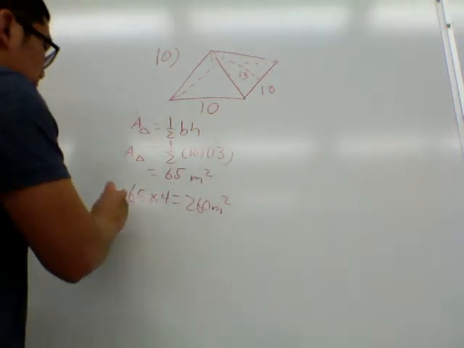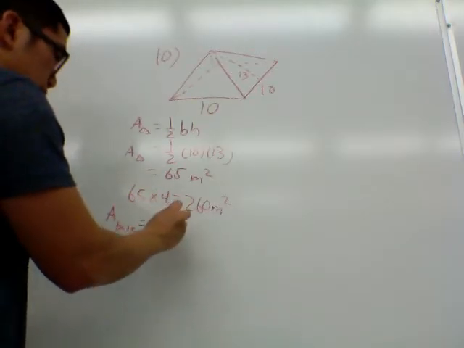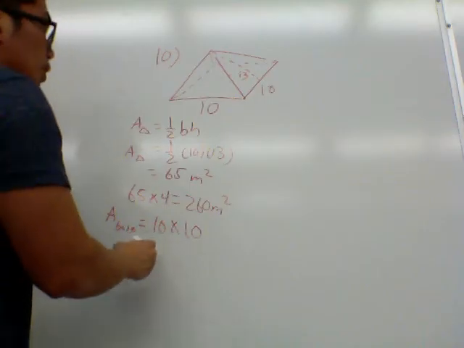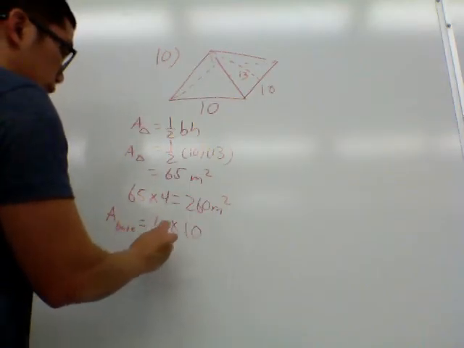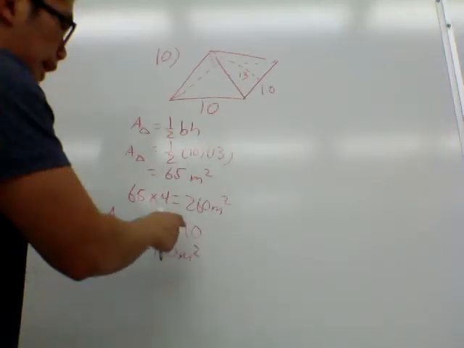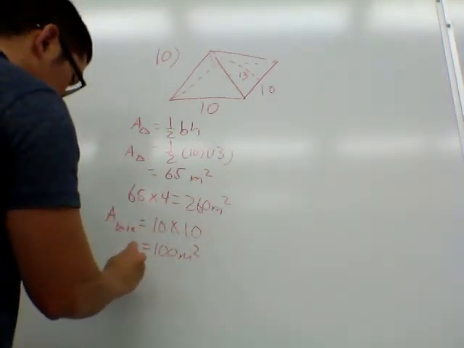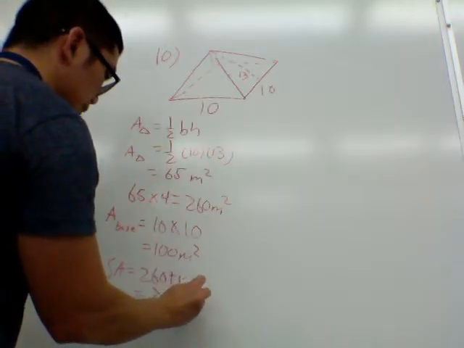And then the area of the base is 10 times 10, which is 100 meters squared. So the surface area, I'm just going to add the 260 plus the 100. So surface area is 260 plus 100, and that gives me 360 meters squared.